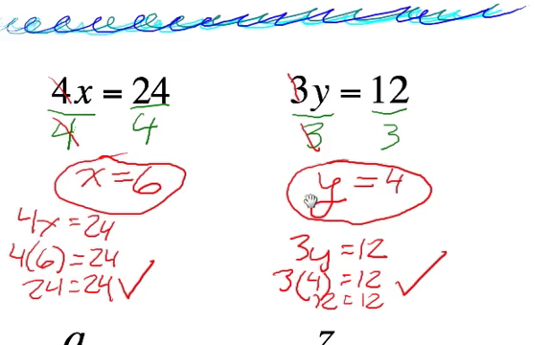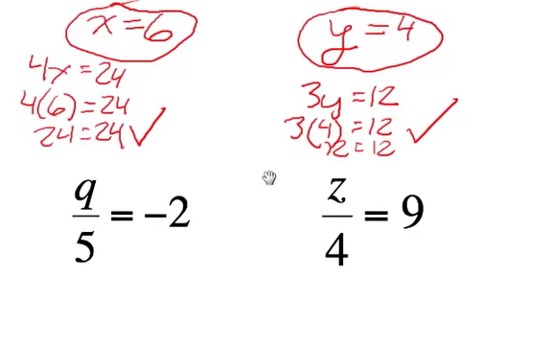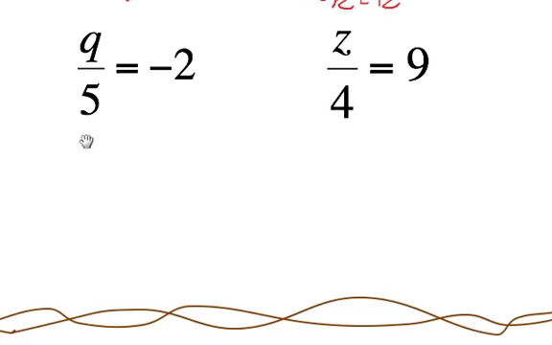Now let's do some division problems. Again, the rules are the same. We identify the variable and ask what's happening to it. Then we perform the inverse operation to both sides. Then we simplify and check. I'll do the one on the left, and you'll do the one on the right.